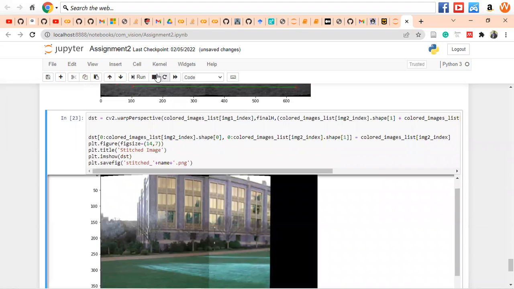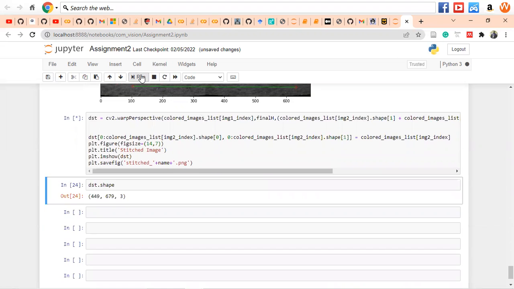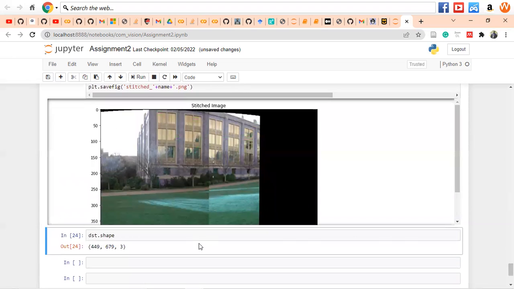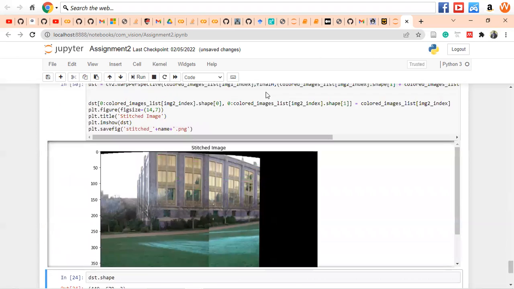Then I now do the image stitching to see how the stitch looks. Yeah, there we go. Thank you. This can be repeated for all other instances and other images. Find different thresholds.